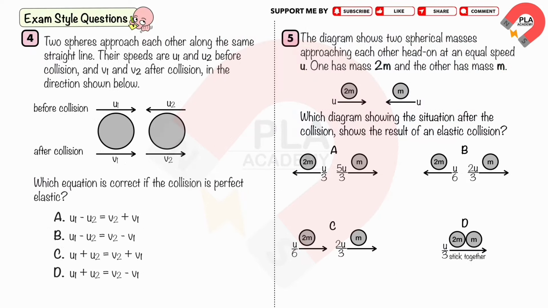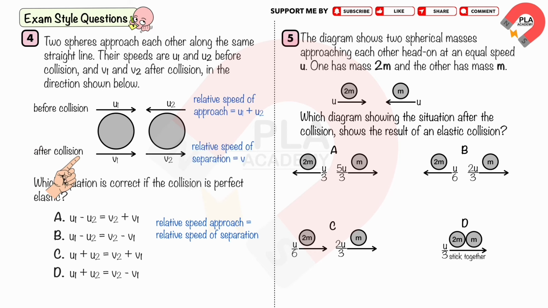Exam style question 4. Two spheres approach each other along the same straight line. Their speeds are u1 and u2 before collision, and v1 and v2 after collision, in the directions shown below. Which equation is correct if the collision is perfectly elastic? The relative speed of approach is equal to the relative speed of separation during an elastic collision. The relative speed of approach is u1 plus u2. The relative speed of separation is v1 minus v2. So, D is correct.